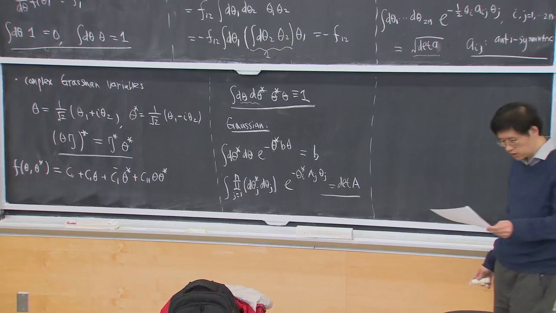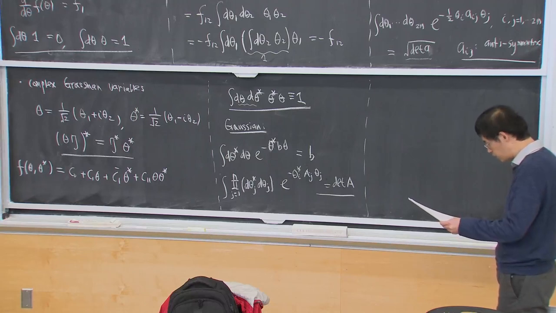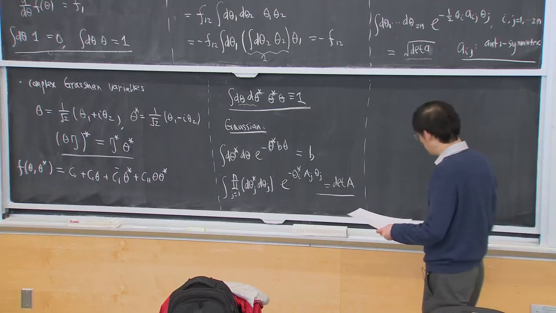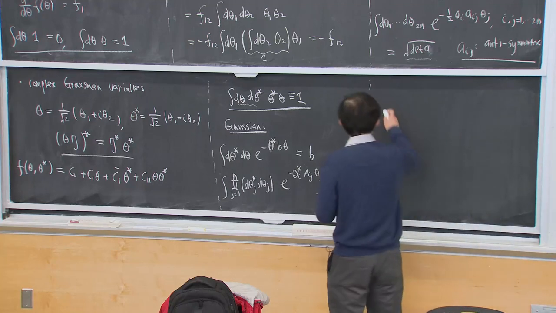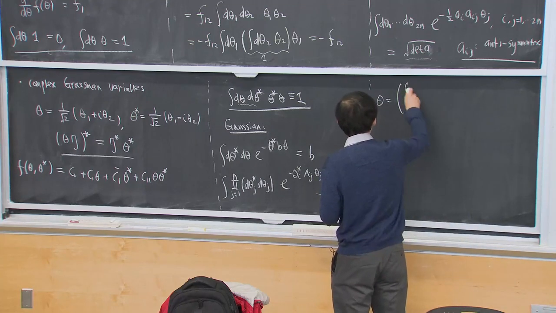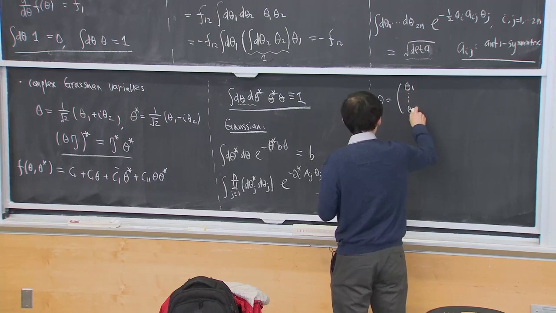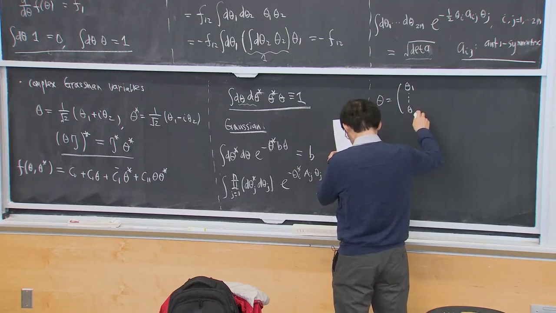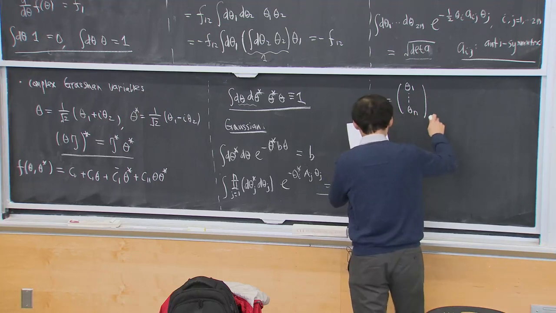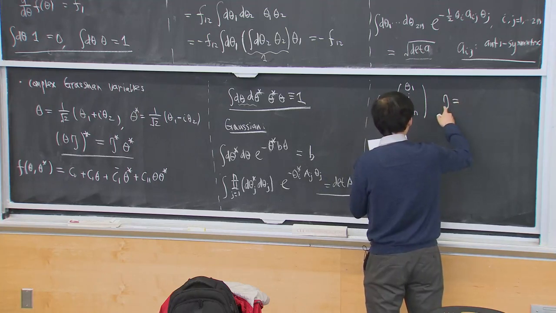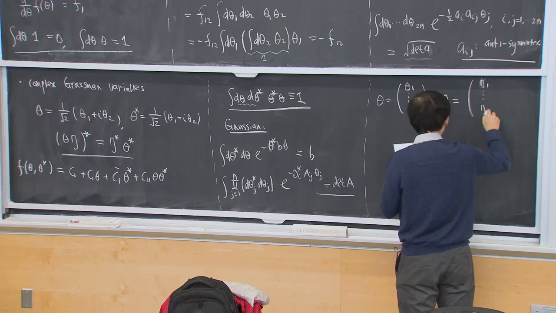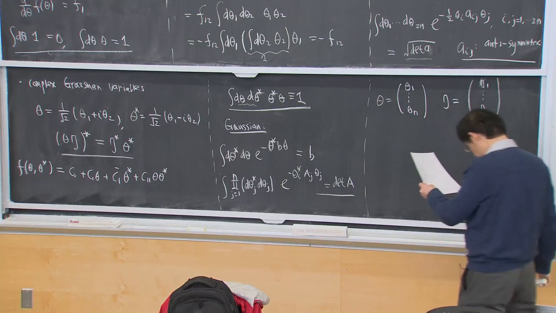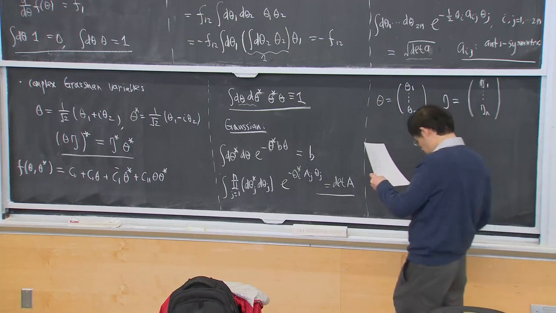So we can also consider more general Gaussian integrals like this. Let me introduce a little bit of notation. Let me call theta equal to theta 1 through theta n. Let me introduce eta, which is some other Grassmann variables, eta 1 through eta n.